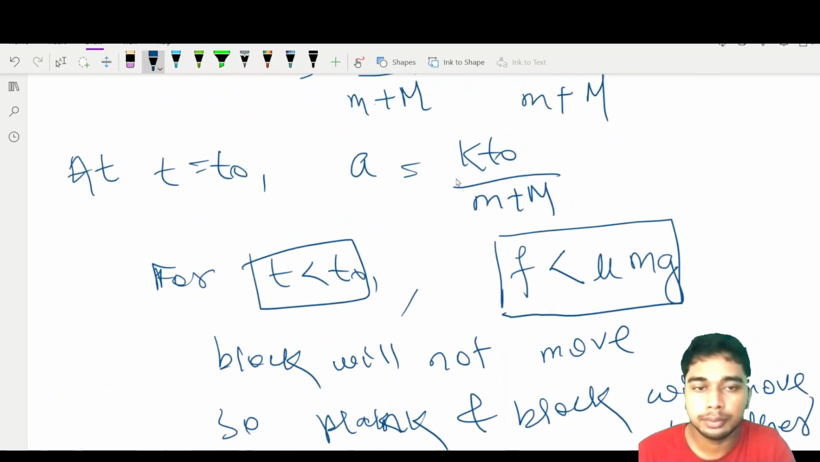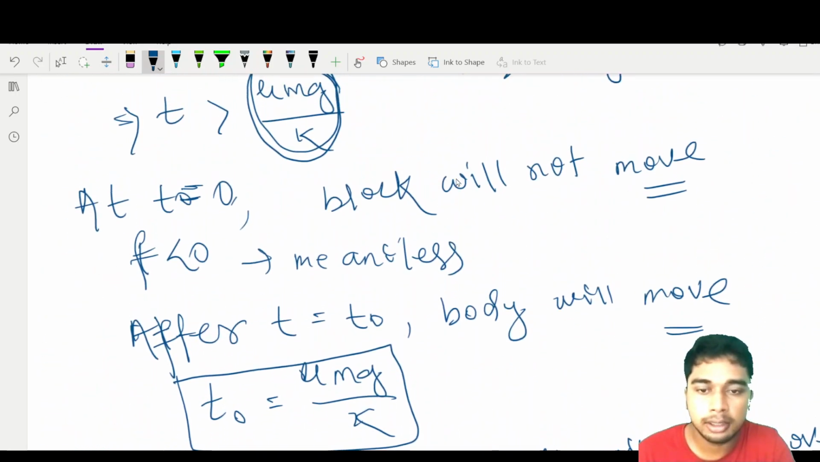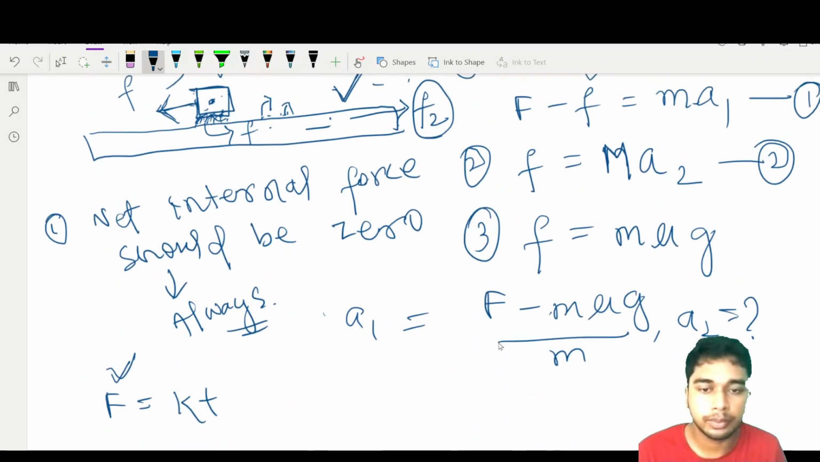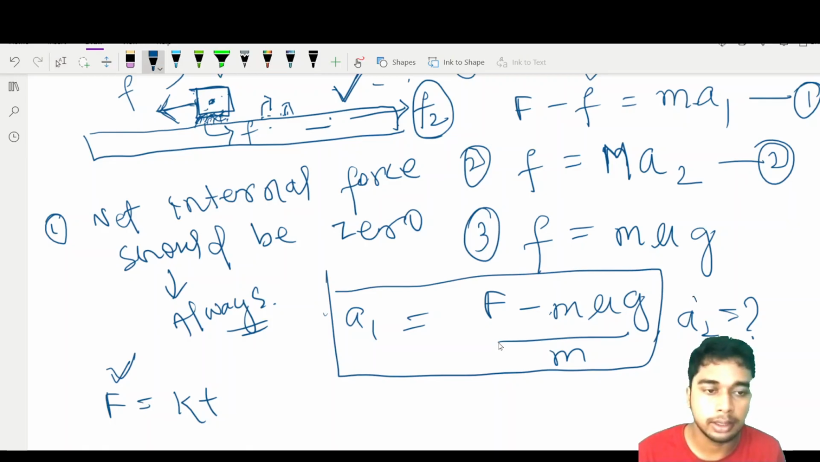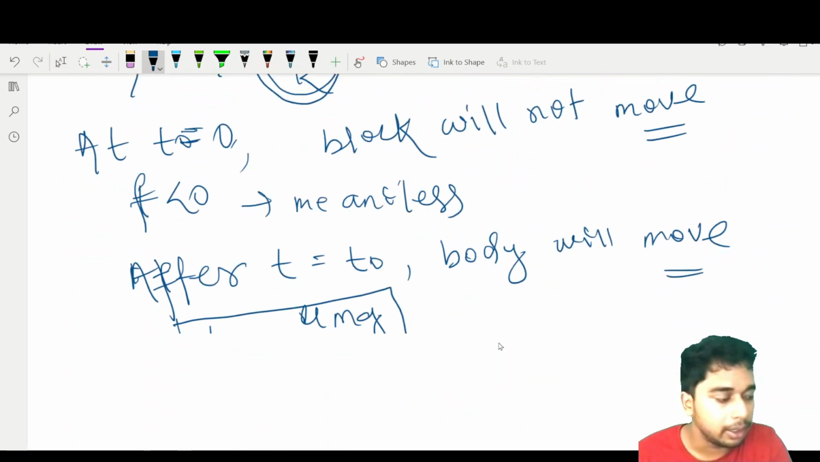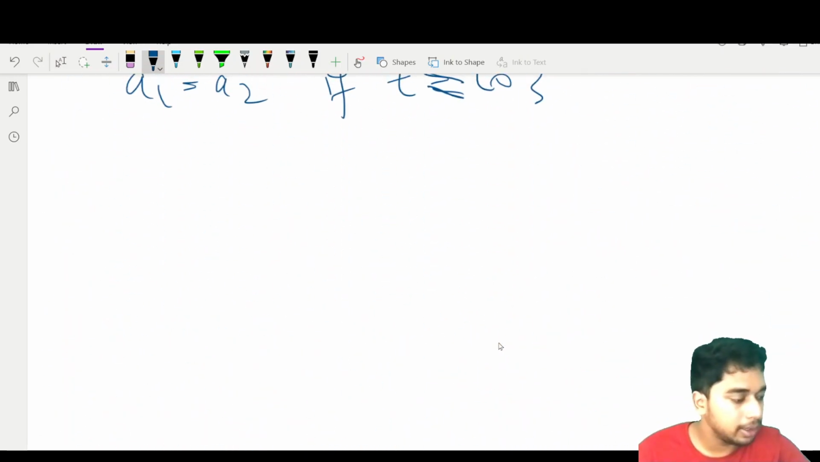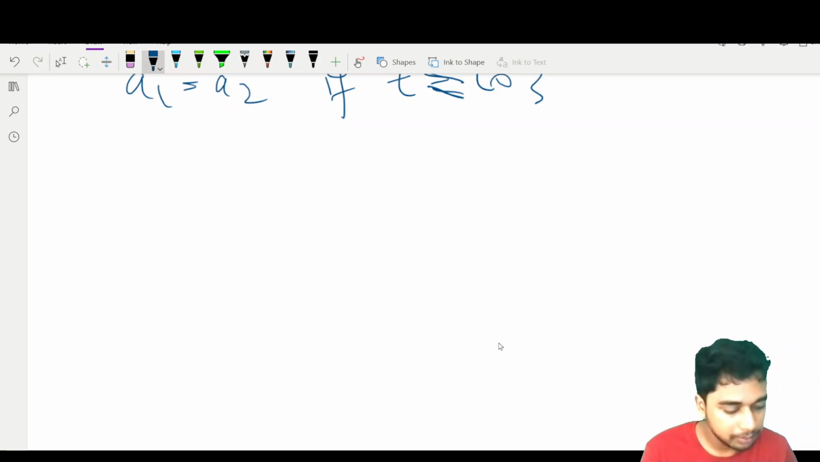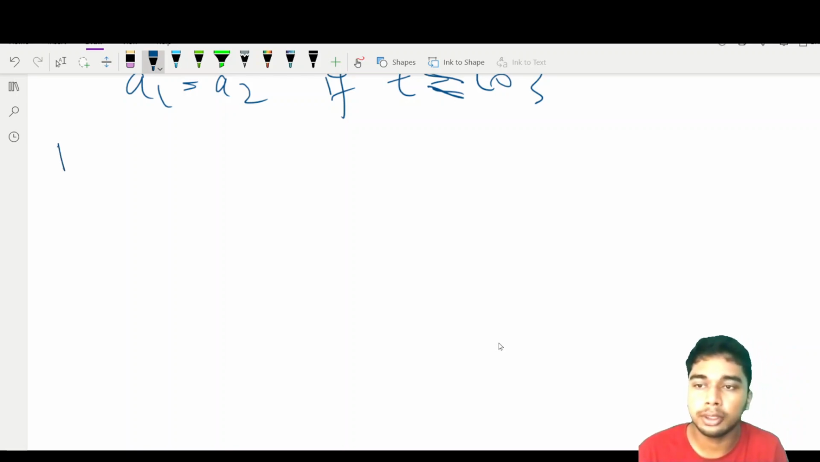So we have already discussed after t naught how acceleration will be calculated here. I have calculated in this fashion, and similarly I will calculate it too. So let us discuss a new topic. Our new topic is, for example, the mass pulley system.